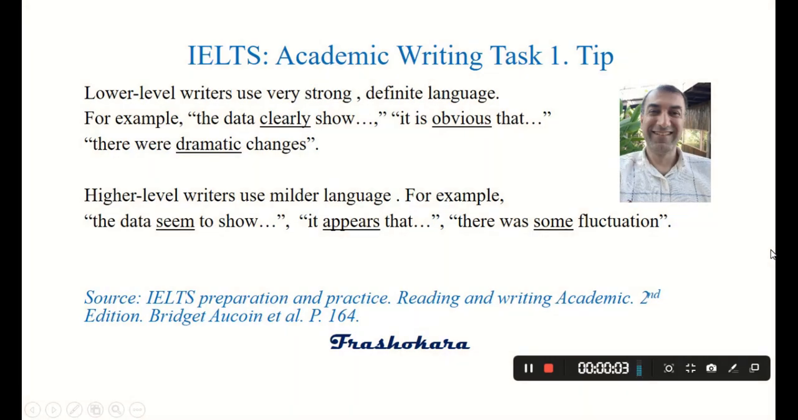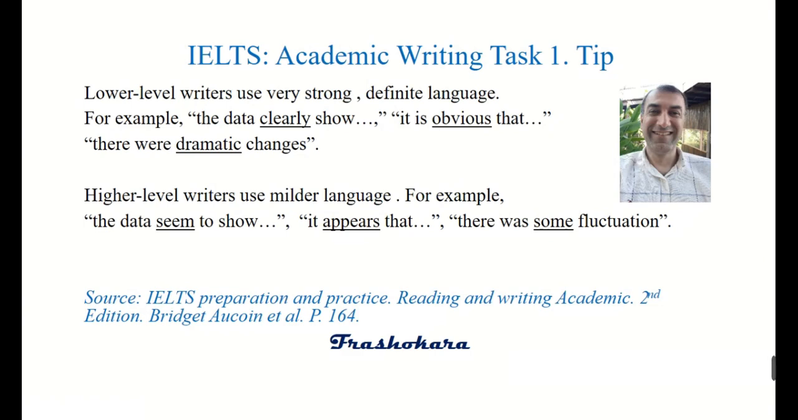IELTS Academic Writing Task 1. Tip: lower level writers use very strong, definite language. For example, the data clearly show. It is obvious that there were dramatic changes.